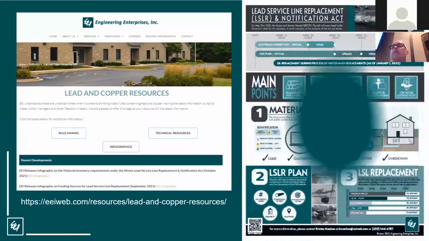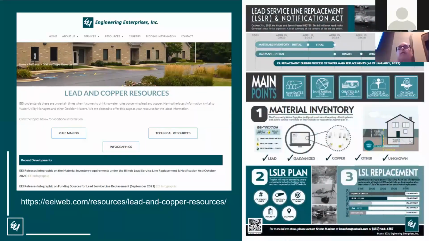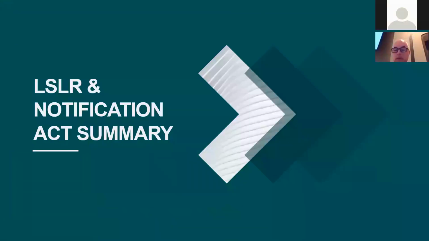And we've actually issued 5 infographics so far. This was the very first infographic, which was intended to give an overall overview of the Lead Service Line Replacement and Notification Act. And then we drilled down into some of these items with the other infographics.